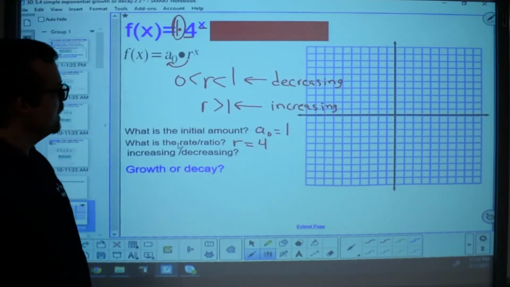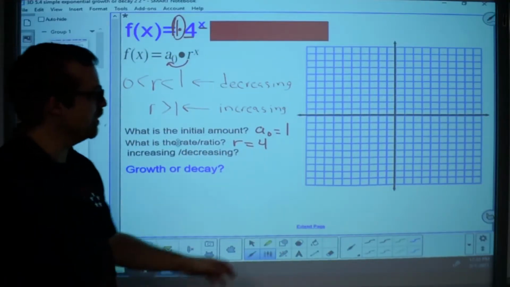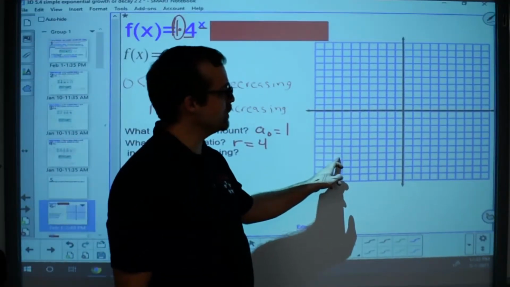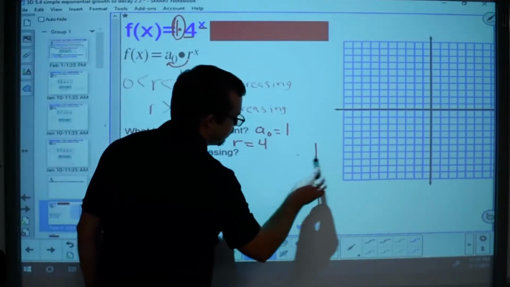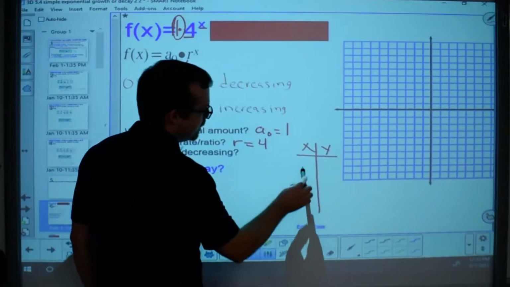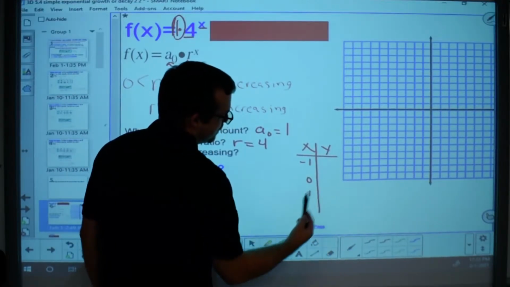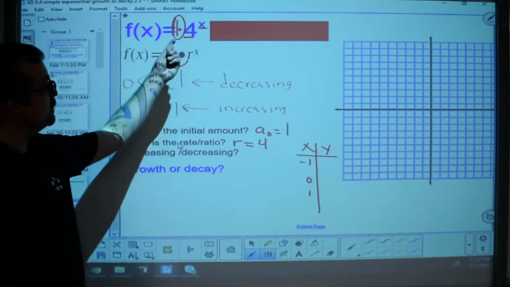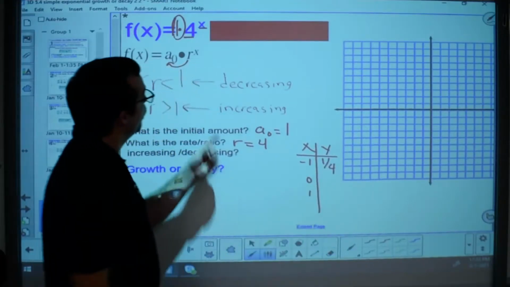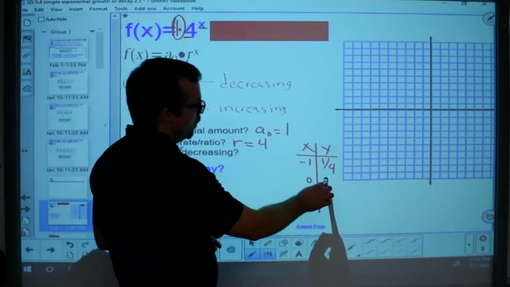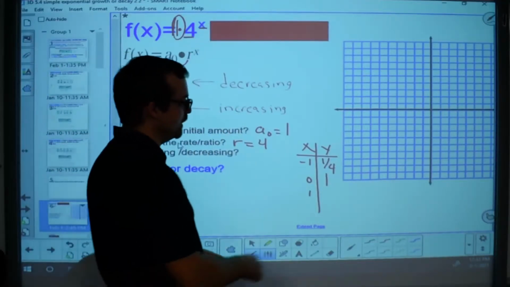In fact, let me move this over just a little bit so I'm going to graph this. I'm just going to do a quick table to show the points I'm going to be graphing here. If I were to substitute some values in, let's go with negative 1, 0, 1, and that should be good enough. So 4 to the power of negative 1 gives me 1/4. 4 to the power of 0 gives me 1, and we'll get more into detail how to do this later. And then 4 to the power of 1 is 4.